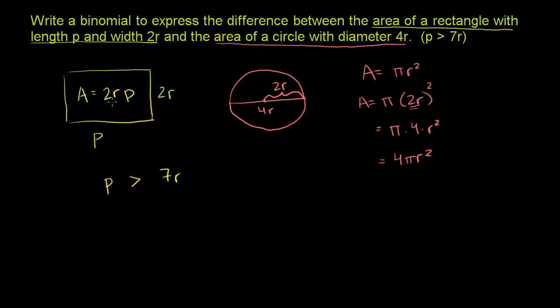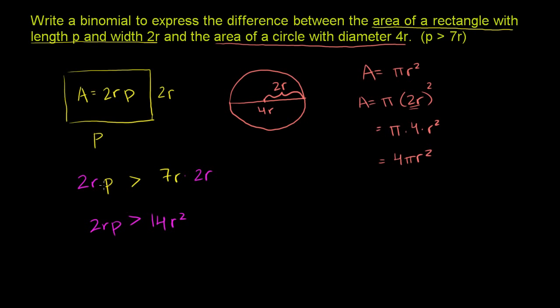So if we were to multiply both sides of this equation by 2r, and 2r is positive, we're dealing with positive distances, positive lengths, it shouldn't change the inequality. So multiply that by 2r, and then multiply this by 2r. And then our inequality becomes 2rp is greater than 14, sorry, not pi, 14r squared.